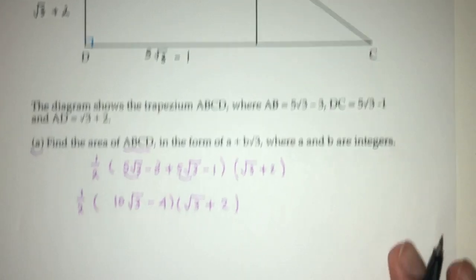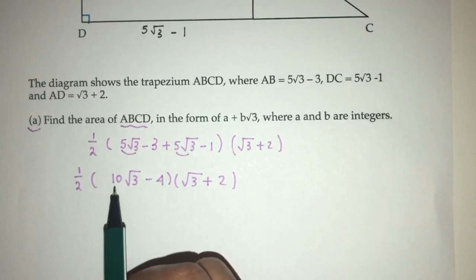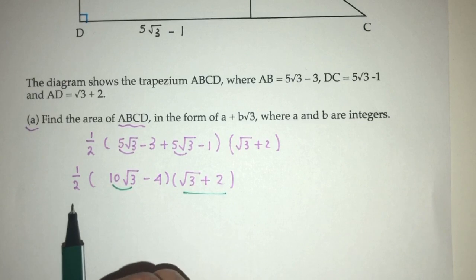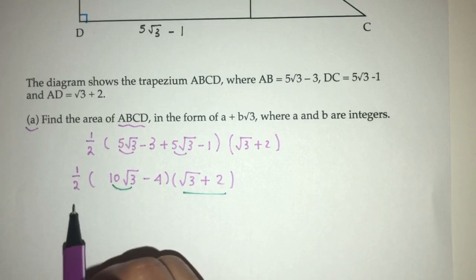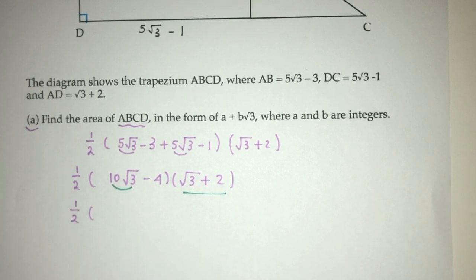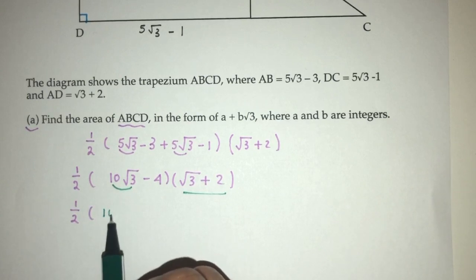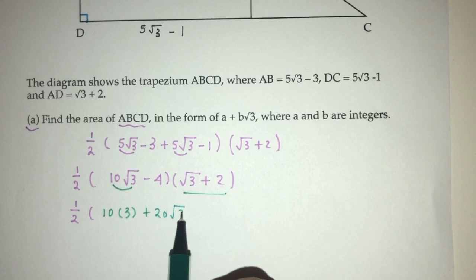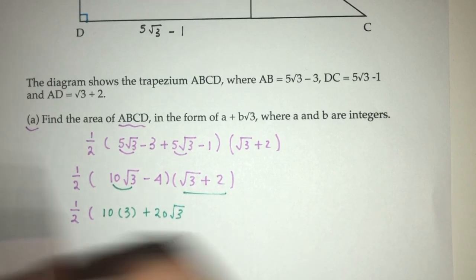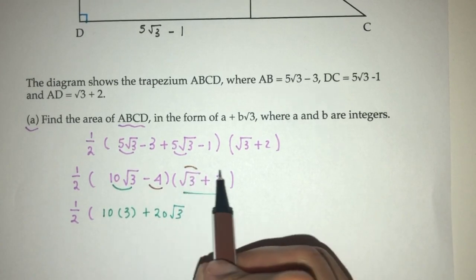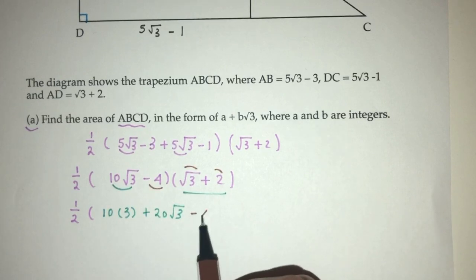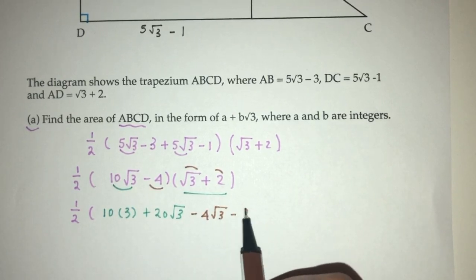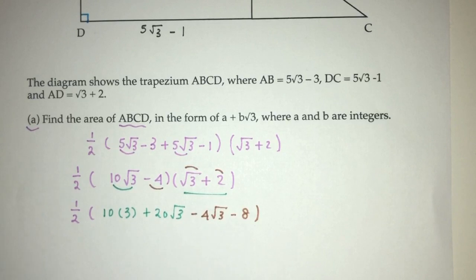Now we can expand the brackets one by one, obviously. First one, take this, multiply by this. You will have half, obviously. We won't change that for now. But that will give you 10 times 3, which is 30, plus 20 root 3. Now let's do this one. Minus 4 times this and times this. That will be minus 4 root 3 minus 8. Simplify. Let's see what happens.